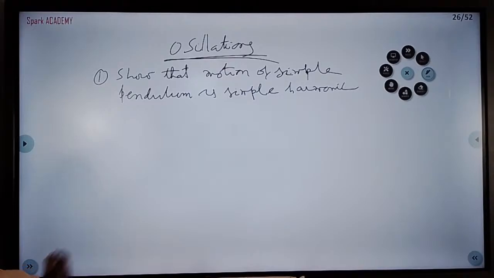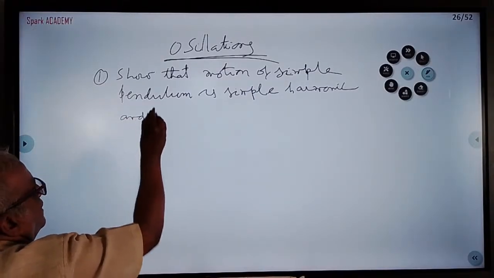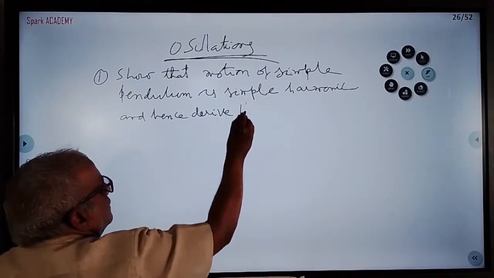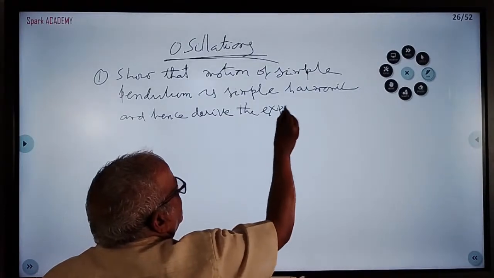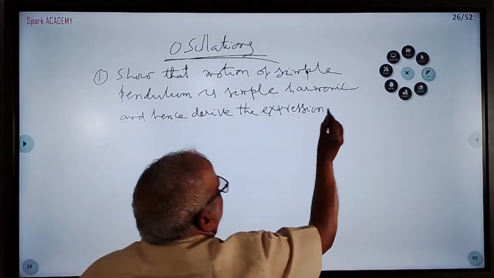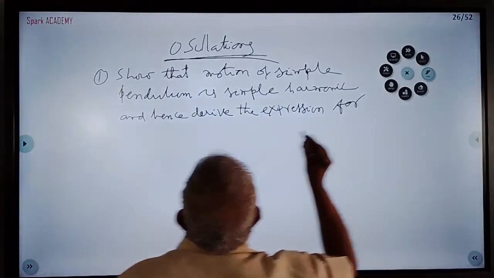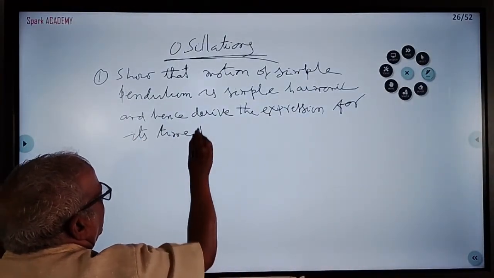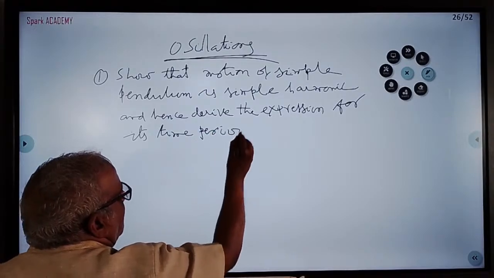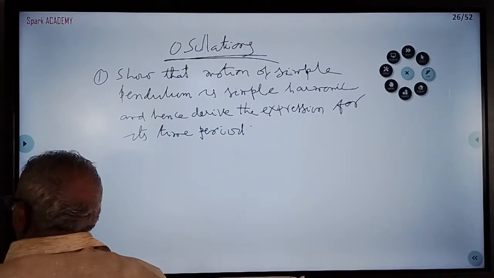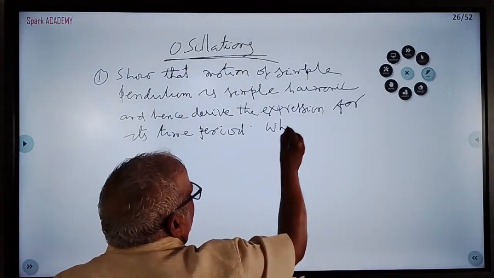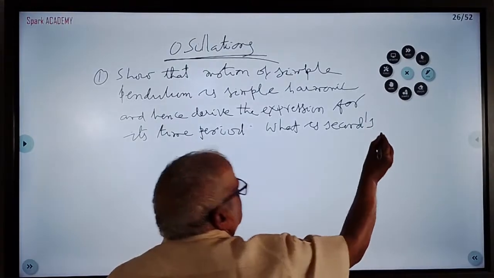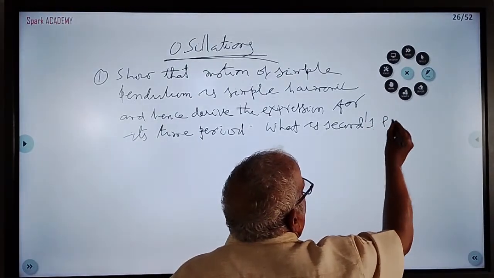And hence derive the expression for its time period. What is seconds pendulum?